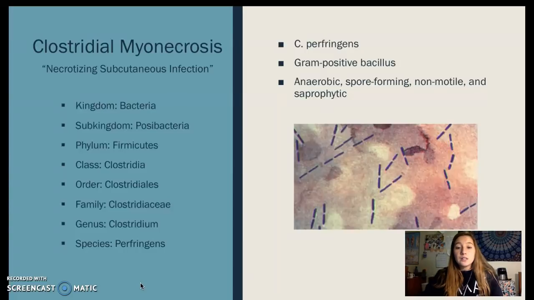So the infectious agent is C. perfringens. It's a gram-positive bacillus. It's anaerobic, spore-forming, non-motile, and saprophytic, which basically means it gets its nutrients from dead plants and animals. So this is why in humans, its purpose is to necrotize tissues. This way it can get nutrients and survive and exist in the body.